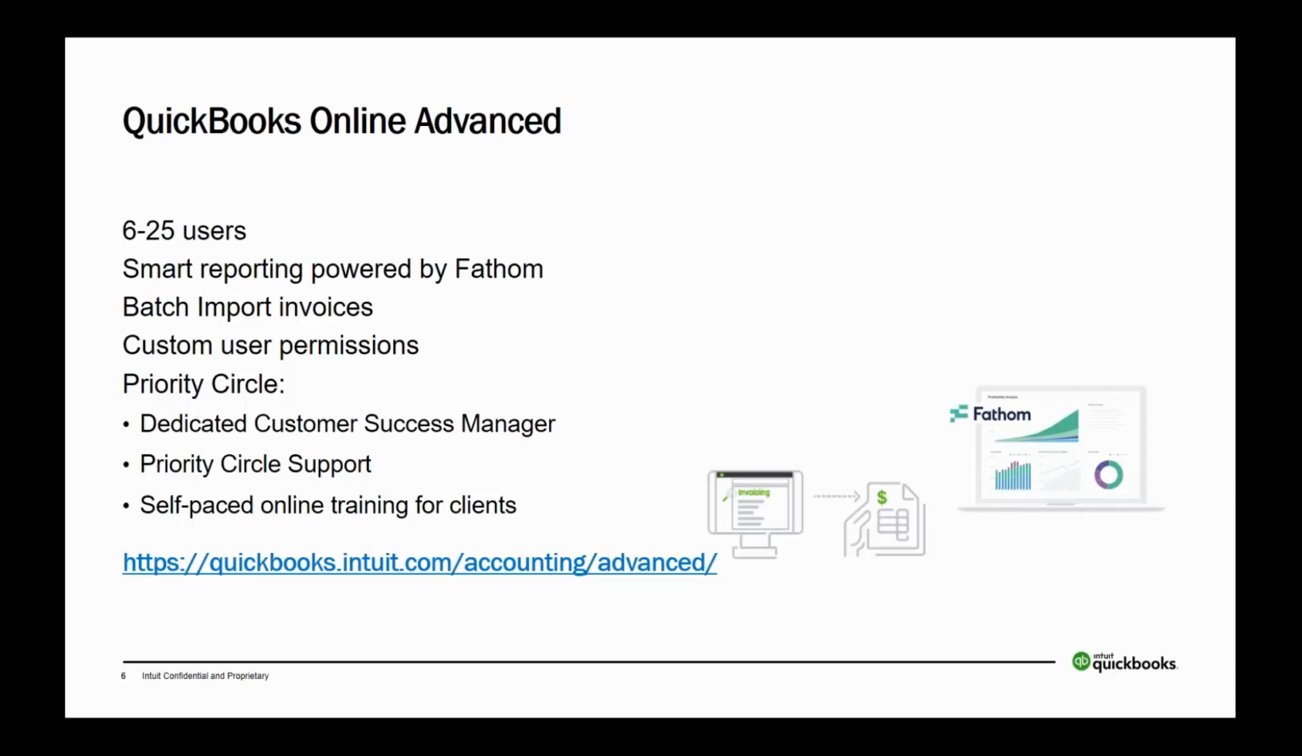Batch import invoices, custom user permissions. Soon we're coming out with batch invoicing, right? That'll be in Advanced, right? And custom fields, right? So this is going to be more like, I don't know, Pro has custom fields even, at the item level. So some of the gaps for product-based and service-based businesses we're adding into Advanced.